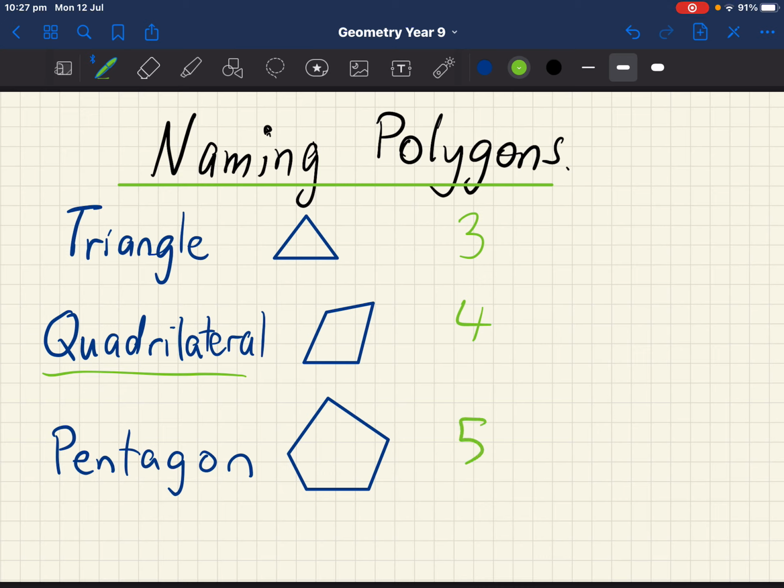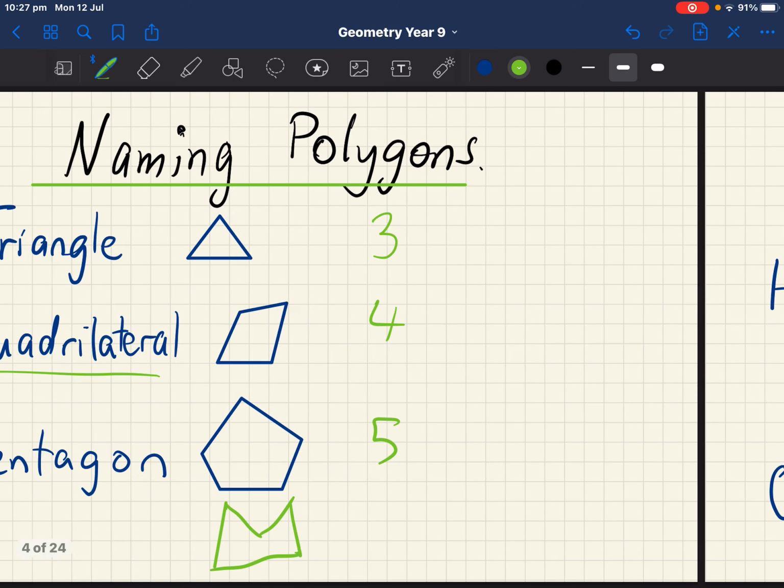The next one, onto 5 sides, is a pentagon. Most people recognize that from the Superman logo, sort of upside down. But a pentagon is any polygon with 5 sides. So I could have just as easily drawn 1, 2, 3, 4, 5, pretending those sides are actually straight, and that would also be considered a pentagon. It doesn't have to look like a particular type. If it's got 5 sides, it's a pentagon.